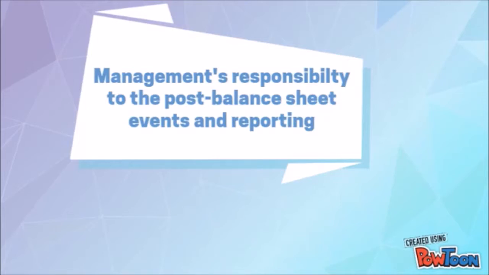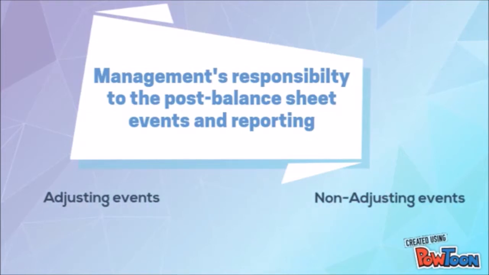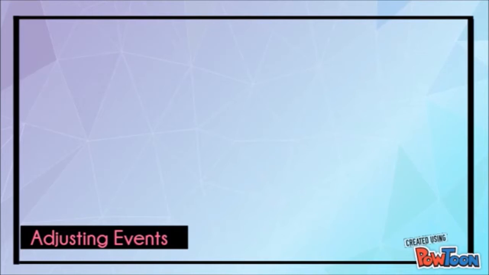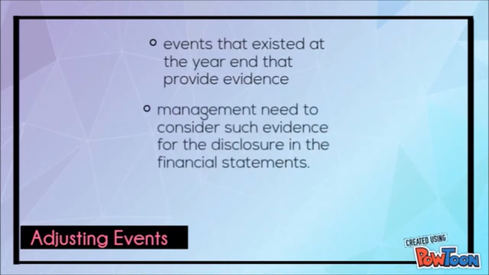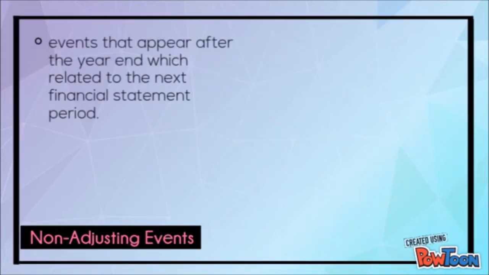Events that might occur are the adjusting events and non-adjusting events. Adjusting events are events that exist at the year end of the financial report which appear to provide evidence. Therefore, the management need to consider such evidence for the disclosure in the financial statements. The non-adjusting events are events that appear after the year end which related to the next financial statement period.